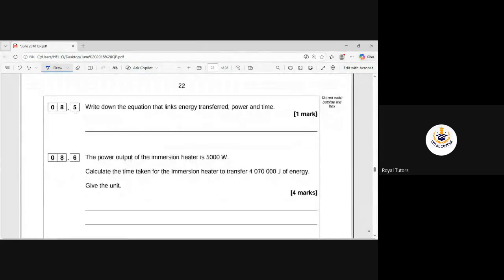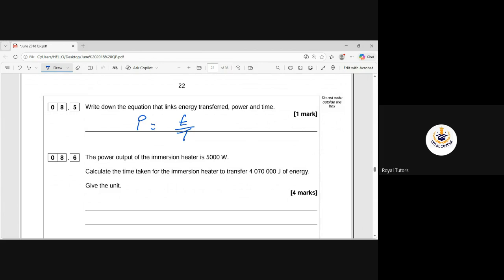The next question says, write down the equation that links energy transferred, power, and time. So basically, that is going to be power equals to what? Power equals to energy transferred divided by time.